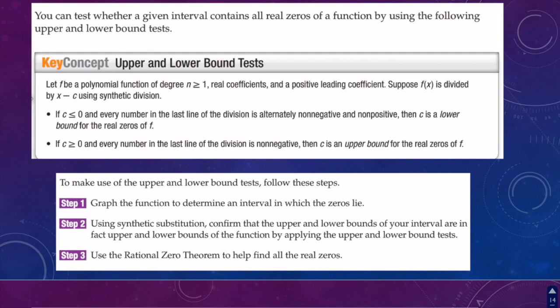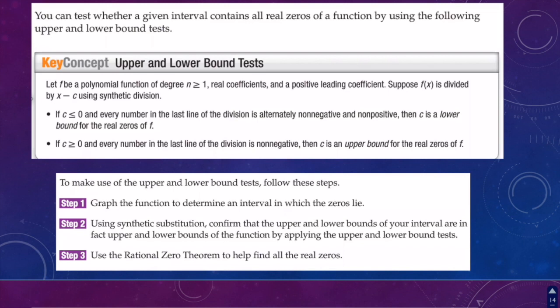So understand that. They're saying alternating non-negative and non-positive, then c is a lower bound for the real zeros of f. And we'll demonstrate that so you can see that. Now, here's the other test. If c is greater than or equal to 0, and every number in the last line of the division is non-negative, then c is an upper bound for the real zeros of f.